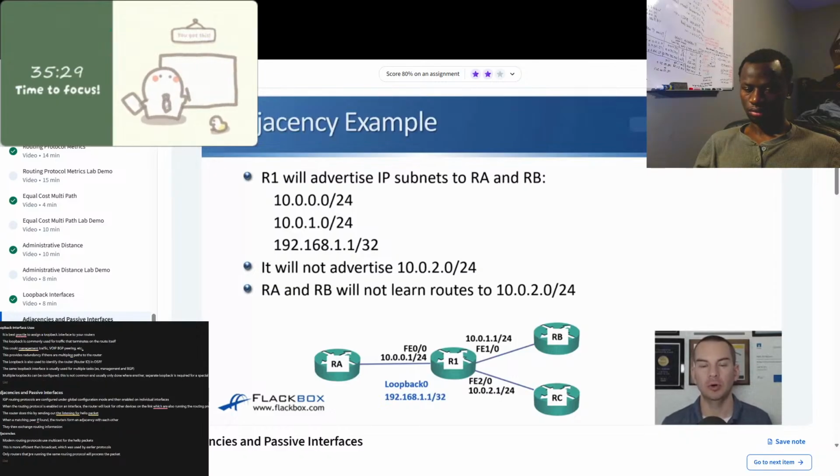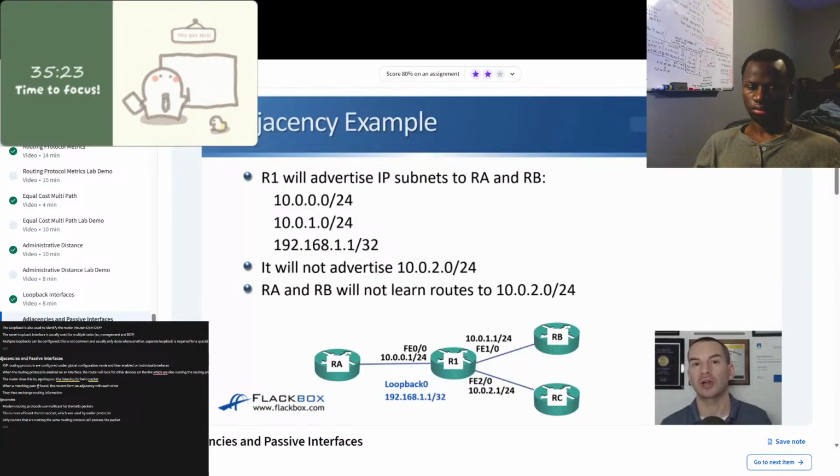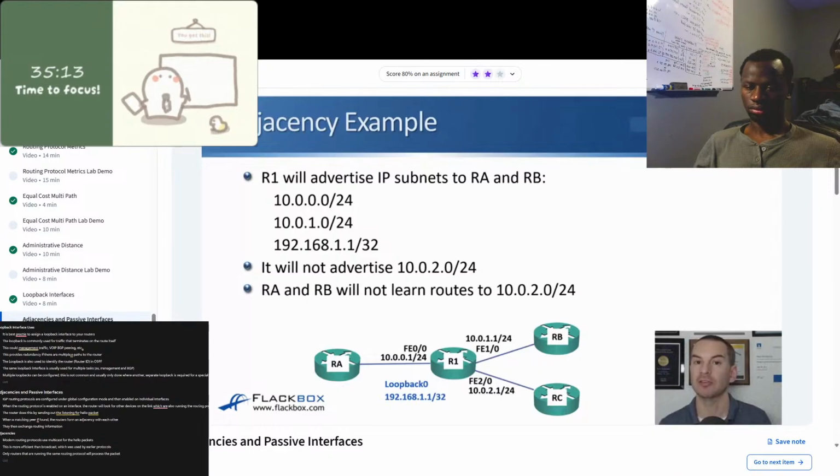When you enable a routing protocol globally and then you enable it on an interface, the router will try to form an adjacency on that interface by sending out hello packets, and it will also advertise the subnet that is on that interface as well. But if an interface is not included in the routing protocol, then the router won't send hello packets out there, and also it won't advertise the subnet configured on that link to other routers either.